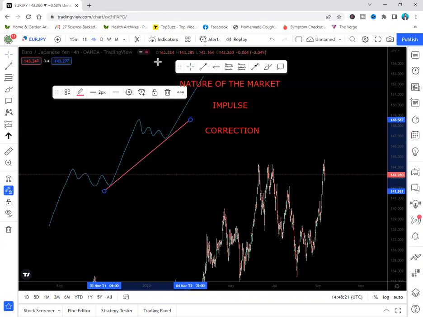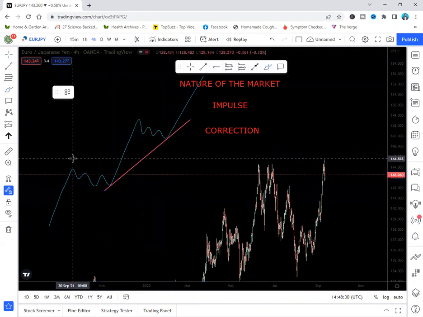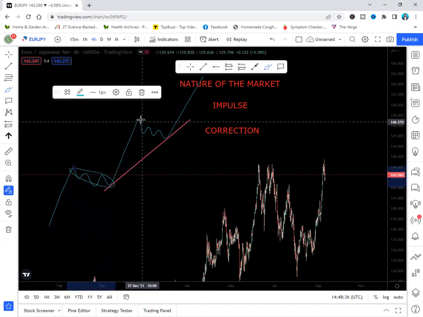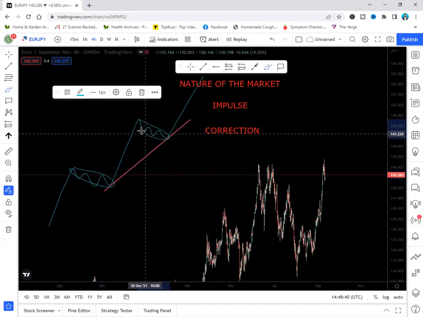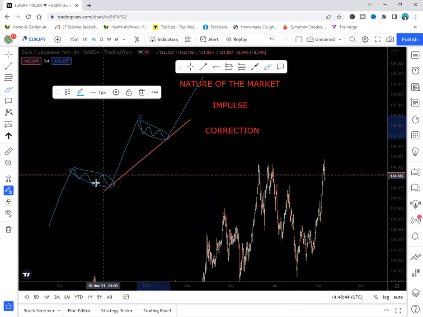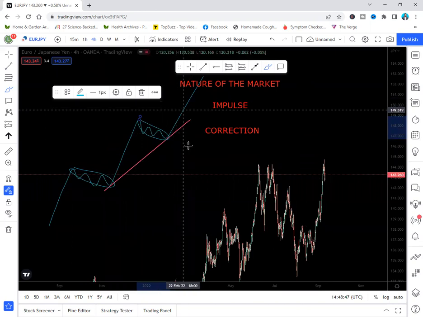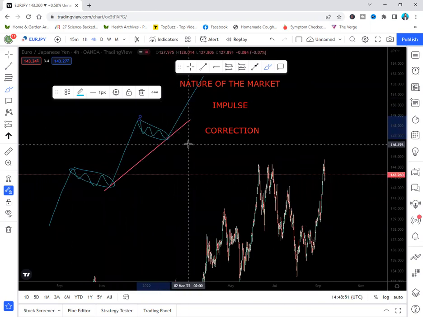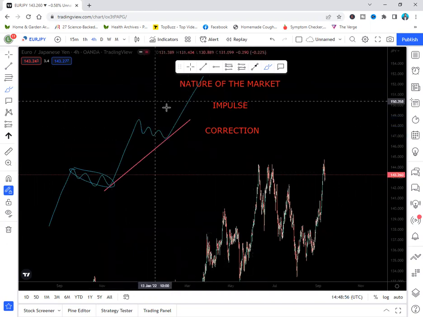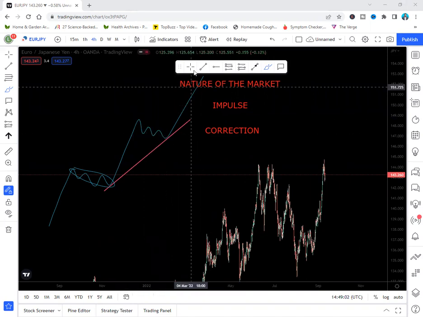Now, how have you been able to get that trend line? You've been able to get a trend line from two corrected areas. You got the first touch of the trend line from the first correction area here, and then the second touch from the second correction area here. So as a result of the corrections, you are able to get a trend line, just to give you an idea of where the market is heading towards. The market is always doing this on all time frames.